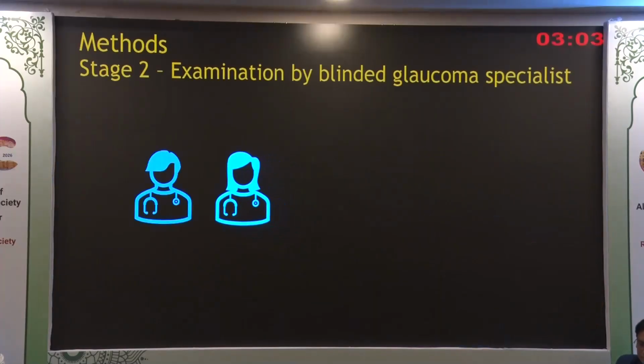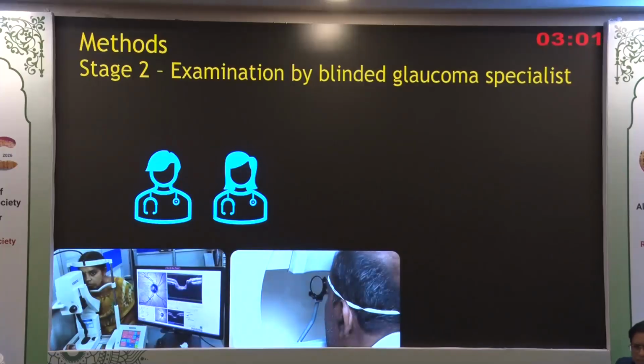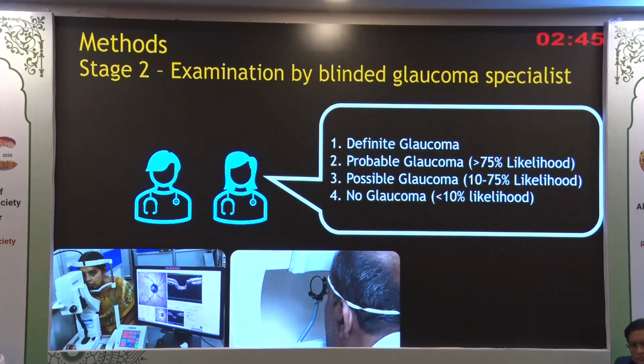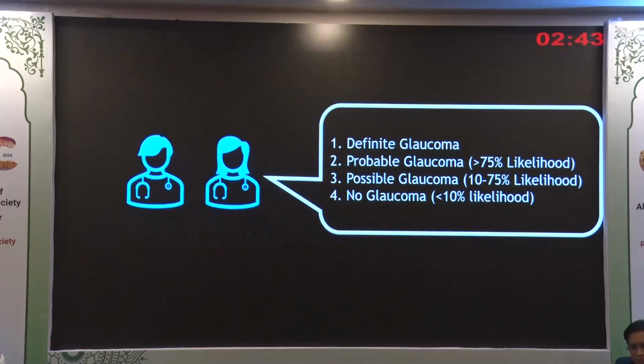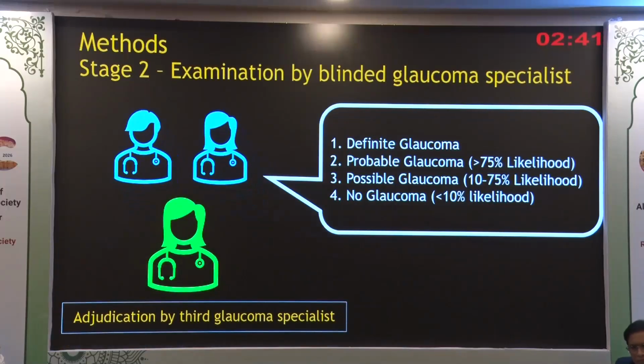In the subsequent stage, all the patients who were flagged by the AI and all the patients who were referred by the comprehensive ophthalmologist, and 58 controls who actually did not have any glaucoma, were seen in the glaucoma clinic. Here, all of them underwent HFA and OCT, and they were seen by 2 independent glaucoma consultants, and they graded them as definite, probable, possible, or no glaucoma. If at all there is discrepancy in their findings, adjudication was done by a 3rd expert.